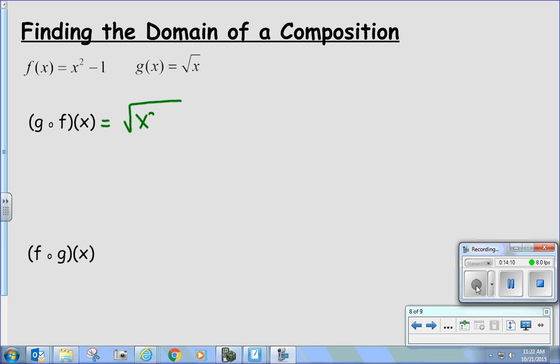Radical x squared minus 1. And that's perfect because I'm going to take f of x and put that into g of x. So it's g, and what's f of x? X squared minus 1. And I'm just going to put that under the radical sign. And that's exactly what you get. You get radical x squared plus 1.